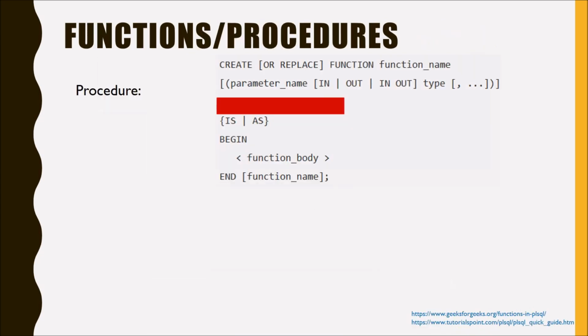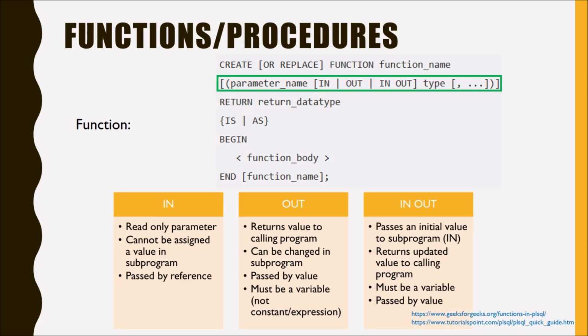Now on to functions and procedures in PL/SQL, which are subprograms. Here's the syntax for a procedure, which is mainly used to perform an action. Notice how it has no return statement. And then here is the syntax for a function, which computes and returns a value. The parameters surrounded in green here are IN, OUT, and IN OUT.